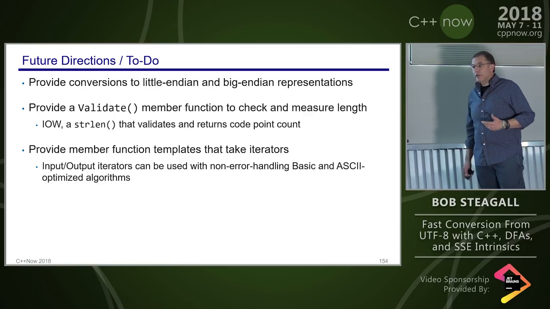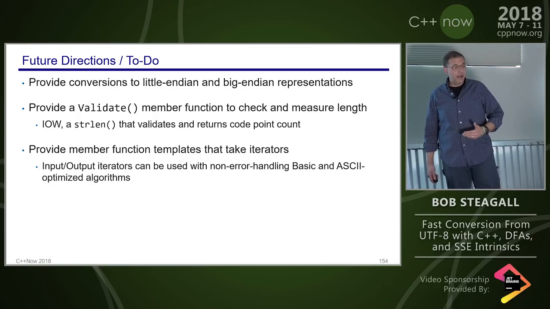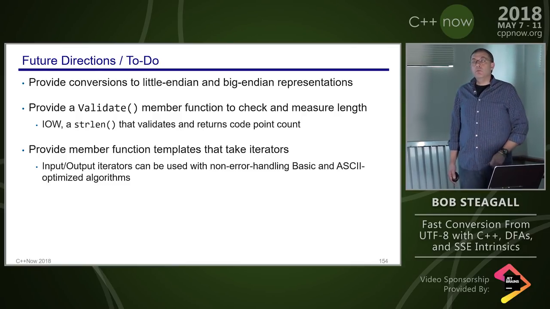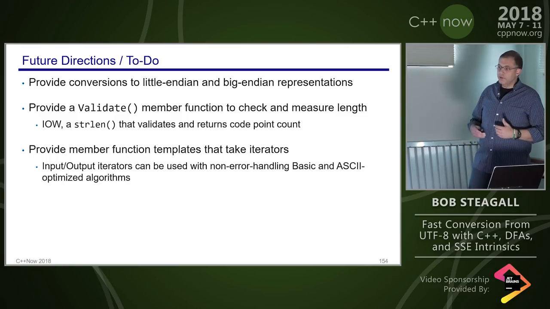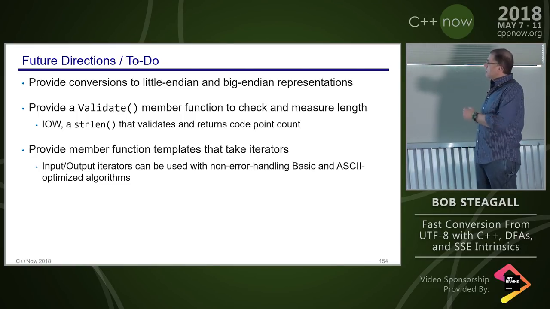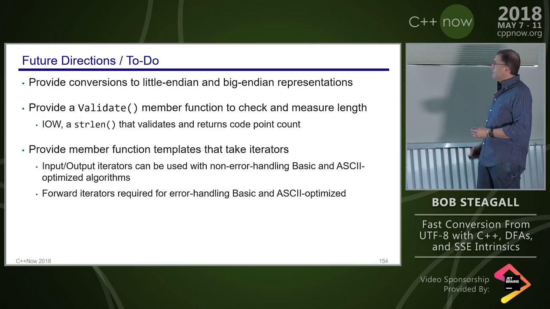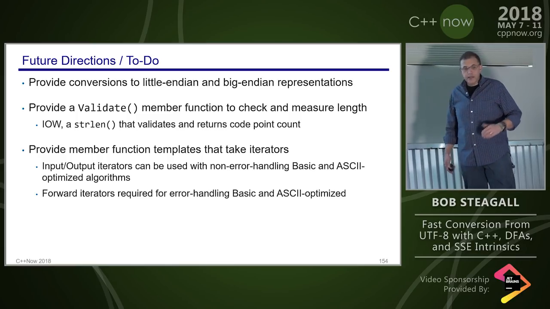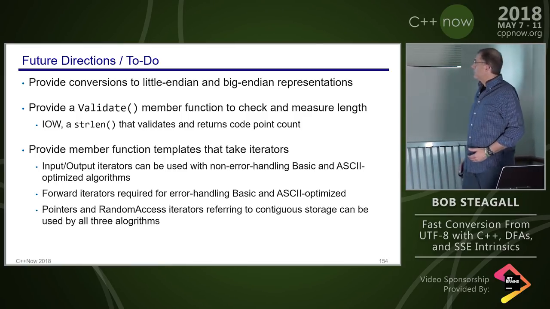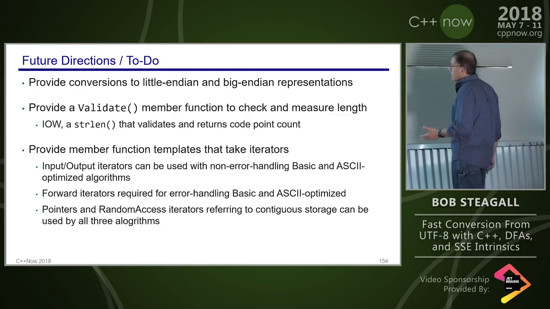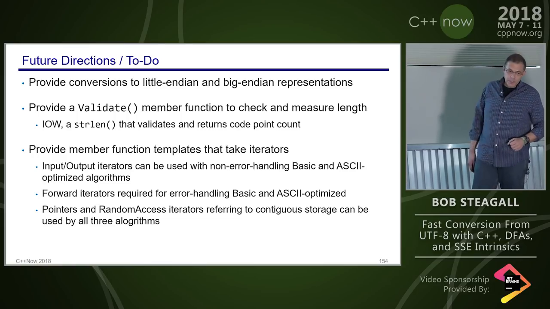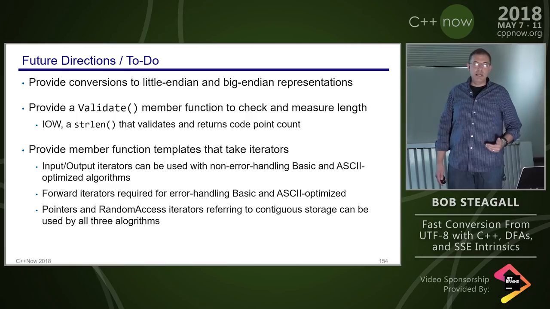So I could use input and output iterators with a non-error handling version of the basic and the ASCII optimized algorithms. Any sort of error handling where you would want to back up and determine the beginning of an invalid sequence could not be done with input and output iterators. So I think they could only work with a decoder that either doesn't handle errors or has very primitive error handling. On the other hand, if I use forward iterators, then I could write reasonably powerful error reporting and error handling for the basic and ASCII optimized algorithms. And then finally, if I'm using pointers or random access iterators, which I know point to contiguous storage, I could use those with all three algorithms. If I don't know that I'm pointing to contiguous storage, I obviously cannot use the SSE-based approach.